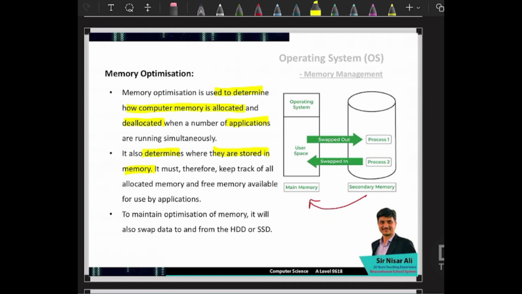And then after allocating the space to the process, the operating system keeps track of all the allocated memory and the free memory available, so that it can decide how much memory can be allocated to further requesting applications. So basically this is the job under memory optimization, to maintain optimization of the memory and by swapping the data to and from the hard disk drive or SSD.